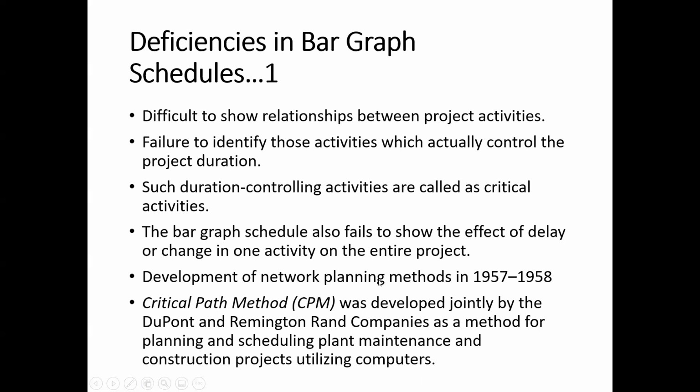The development of the network planning methods was done in 1957 to 1958. As a result, a method called the critical path method was developed jointly by the DuPont and Remington Rand companies as a method for planning and scheduling plant maintenance and construction projects utilizing computers. So the critical path method, which we know now, was developed in those years by these two companies, who used it for their internal projects.